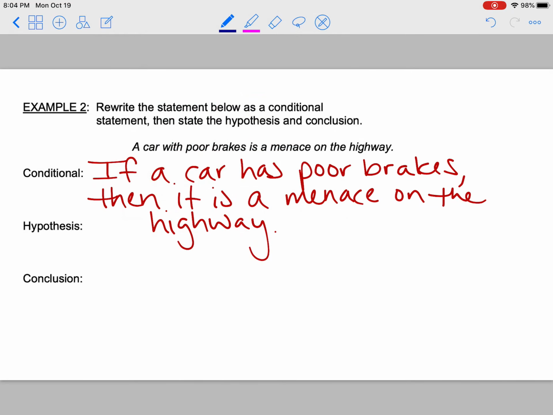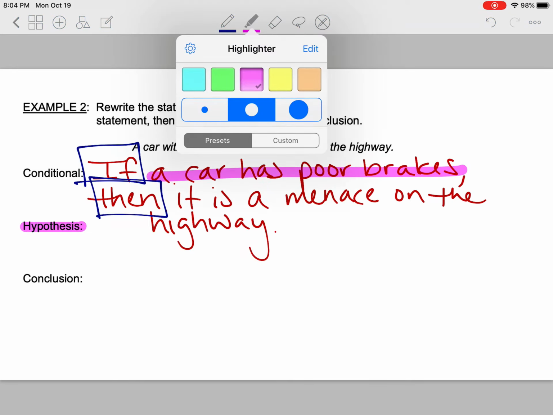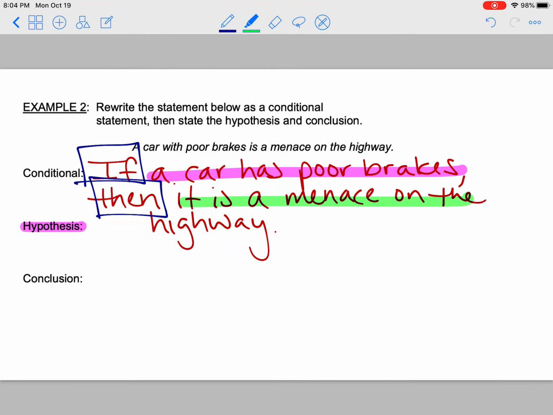Remember, we're going to identify the hypothesis and conclusion by locating the words if and then. The part following the if is your hypothesis. So I'm going to highlight that to color code it. And then your conclusion is the part following the word then. And I will color code that in green. So again, hypothesis is the part following if, conclusion is the part following then, but we do not include those 2 words into our actual statements.